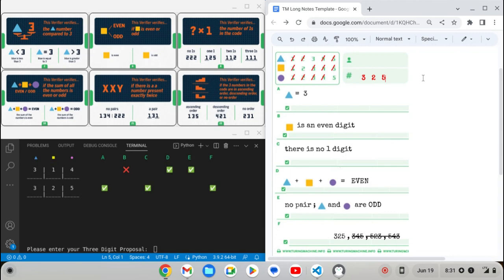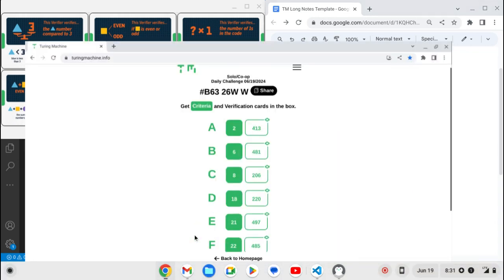And just really quickly, let's verify before we go to turingmachine.info. Yes, the first digit is 3. The middle digit is even. There is no 1. The sum is even, the sum equals 10. There are no pairs, and the first and last are odd, and it has no order. So technically, I forgot to mention that my proposal 325 has no order, and when I test it, I should have written down that there's no order. Okay, so everything looks good. So let's go to turingmachine.info and verify. So 325.